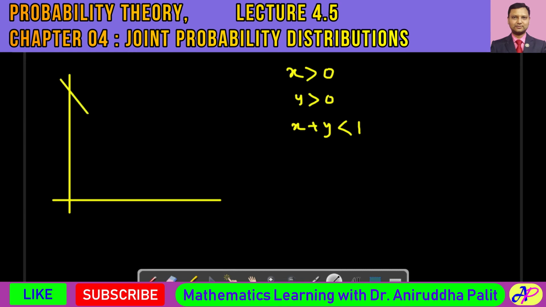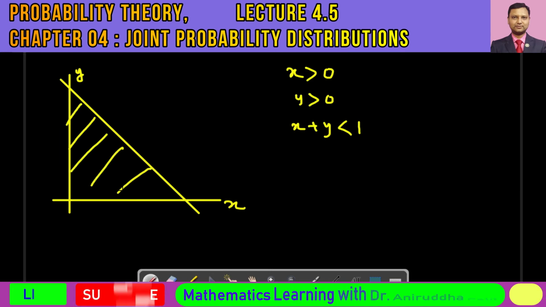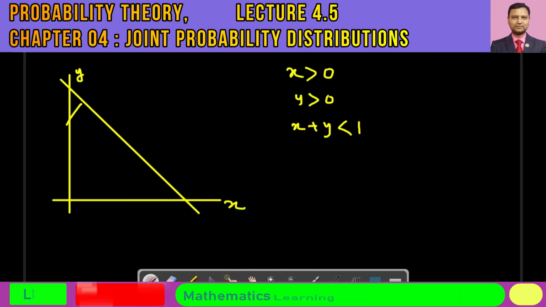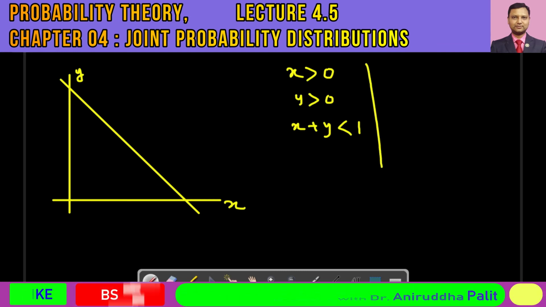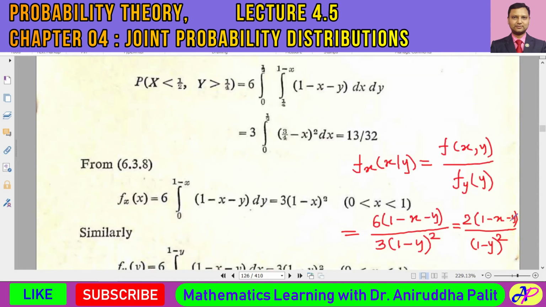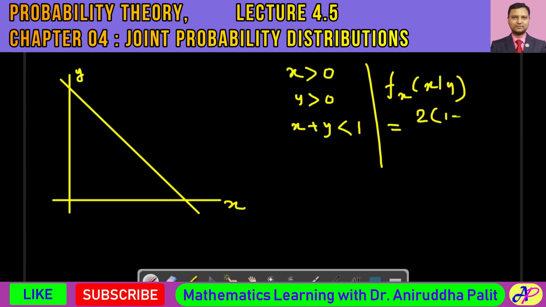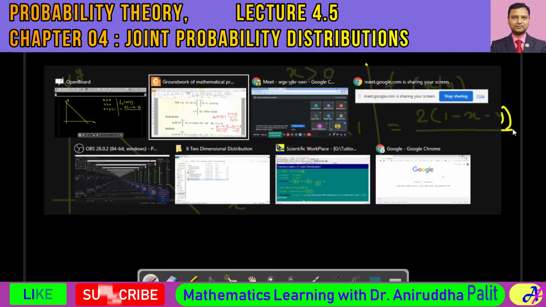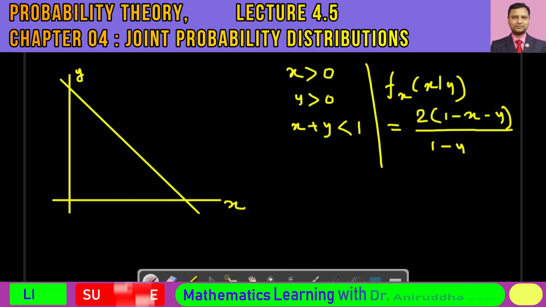So x plus y less than 1 refers to this kind of straight line, where this is 1 unit of intercept, and this is 1 unit of intercept. This is our x-axis, this is our y-axis. So this is the region on which these three inequalities will be satisfied. Now in this region, we need to identify the range of y. We already got the probability density function of x given y, which was 2 into 1 minus x minus y divided by 1 minus y whole square.